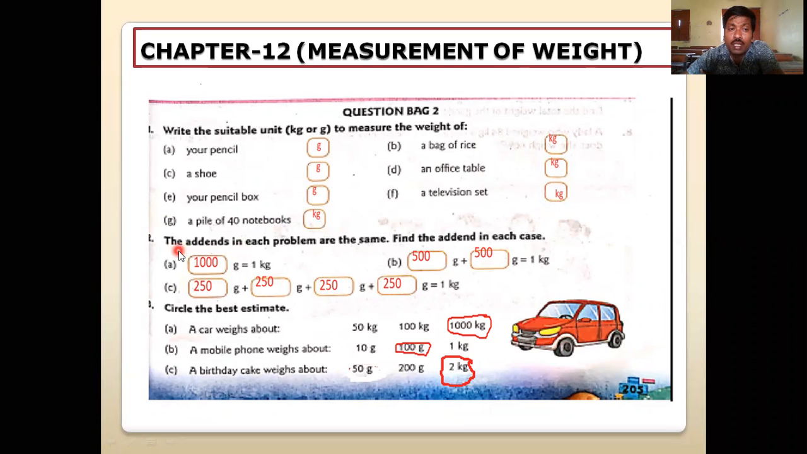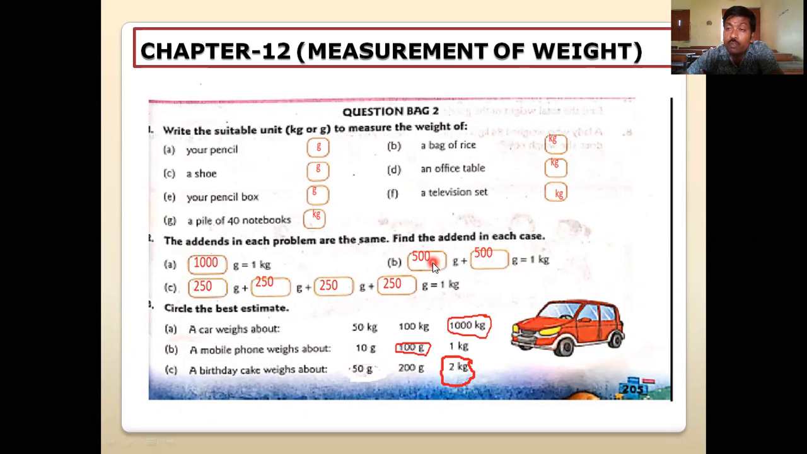And now the next question says, the addends in each problem are the same. Find the addend in each case. Here it is the same: 1000 gram is equal to 1 kg. And now write these two numbers which make 1 kg, and both numbers will be the same according to these questions. So when we add 500 gram and 500 gram, we make 1000 gram, and 1000 gram makes 1 kg.